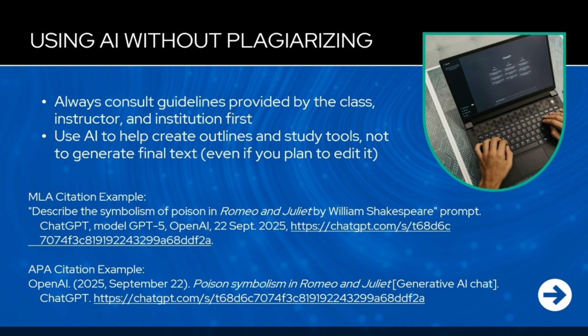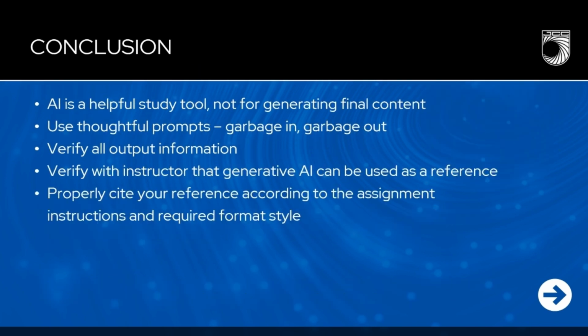Only use AI as a resource to create outlines and brainstorm. You should not rely on it to generate the final text or content that you are submitting, even if you plan to edit it later. Your voice is unique and can only come from you. If you are able to use generative AI, be sure to cite it properly. Here are examples of MLA and APA citations for prompts and the generated content. Notice how both citations include the prompt, your original writing, and the AI program, in this case, ChatGPT.